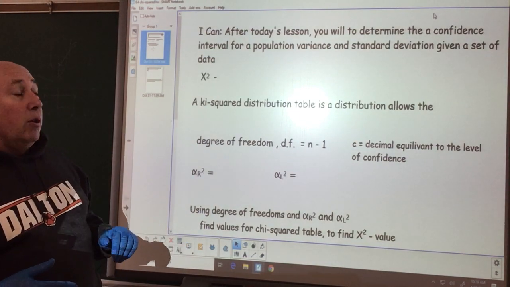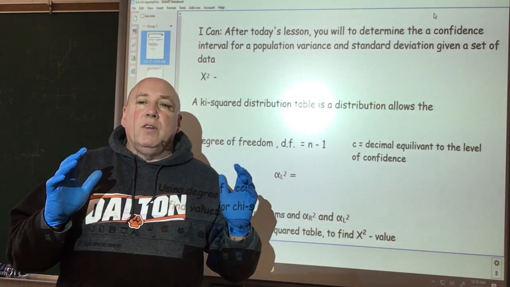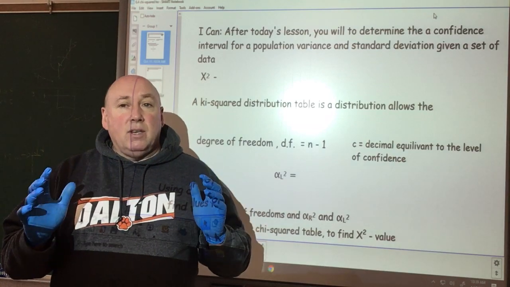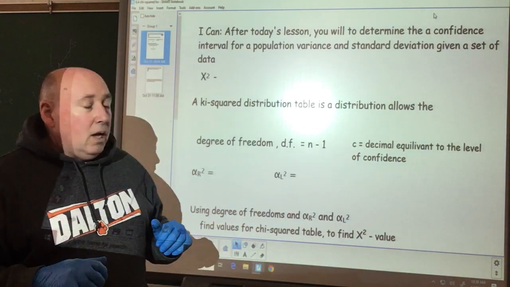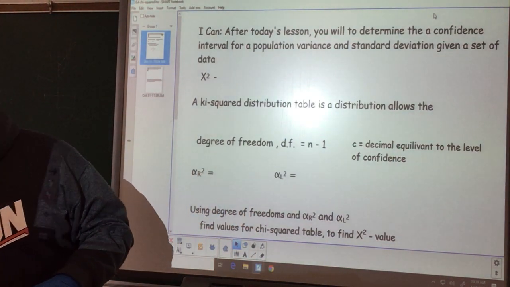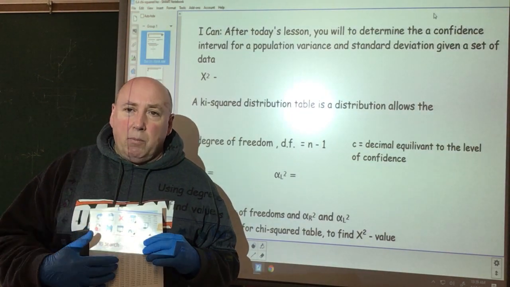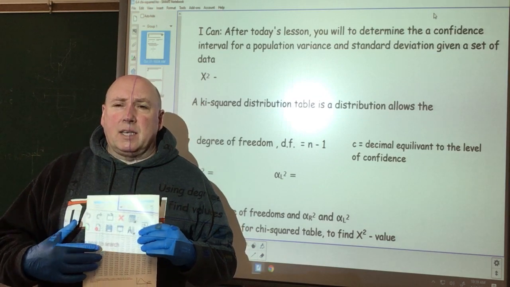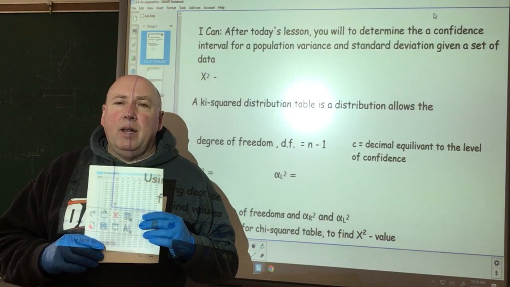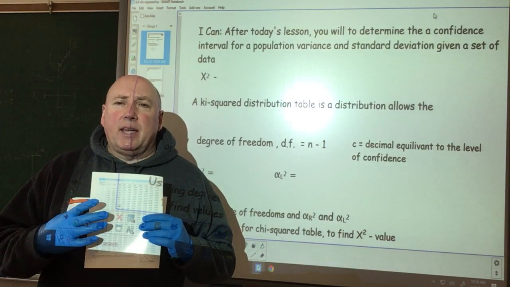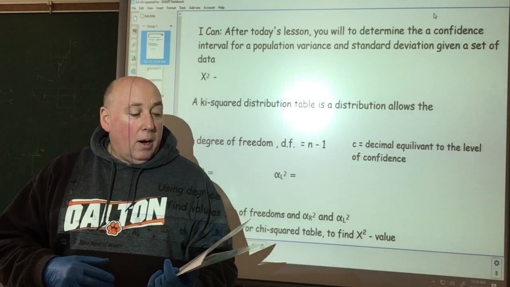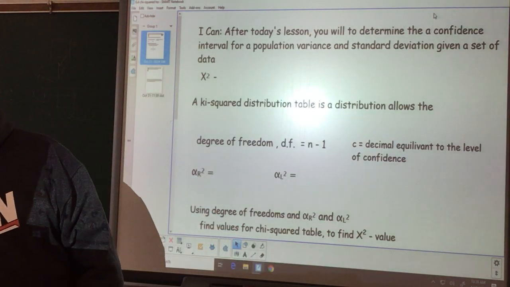Today, once again, we're going to look at a confidence interval for the population standard deviation and also the variance. I sent you a T-table that we've used the last couple days. On the back of that, the second page of that is called a chi-squared table. We'll be using that today.